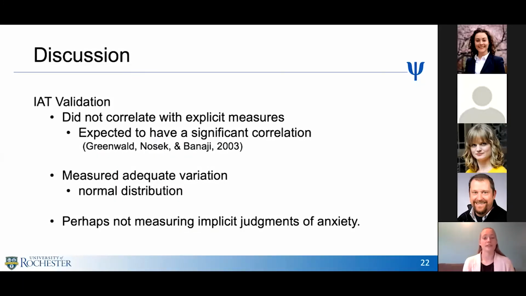So in terms of validating the IAT, the scores did not correlate with explicit measures. And although implicit and explicit processing methods are different and unique under dual process theory, and correlations are not specifically required for validation, a validated IAT would be expected to have a significant correlation with the explicit measures. So this raises questions about its validity and whether it did measure the implicit associations we were hoping it would. The task did measure an adequate level of variation in the population with a normal distribution, suggesting that the task may be a valid measure of explicit attitudes towards anxiety and not the implicit judgments we were hoping for.